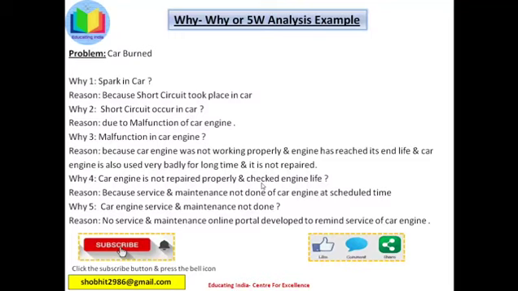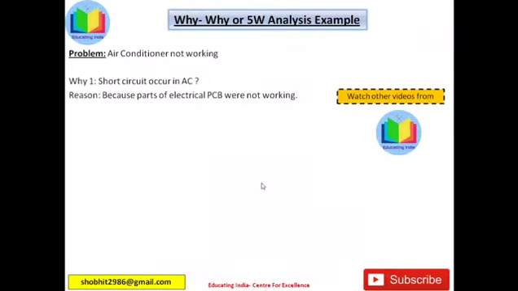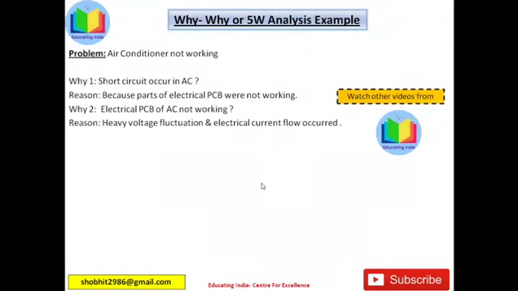So now we will see another example of YY analysis in which the problem is air conditioner not working. Why is it not working? Because short circuit occurs in AC. Why does short circuit occur in AC? Because electrical PCB parts were not working. Why were PCB parts not working? Due to heavy voltage fluctuation and heavy electrical current flow.